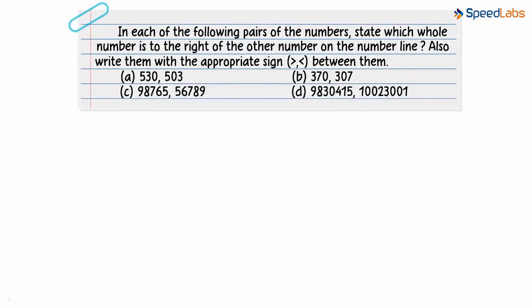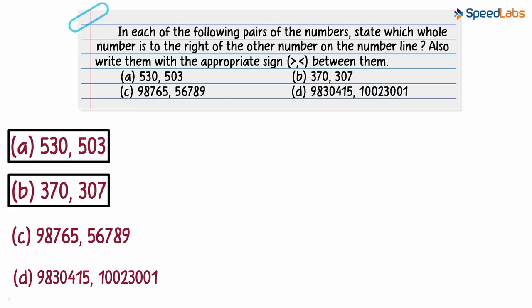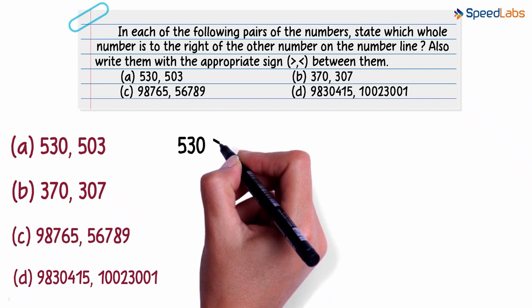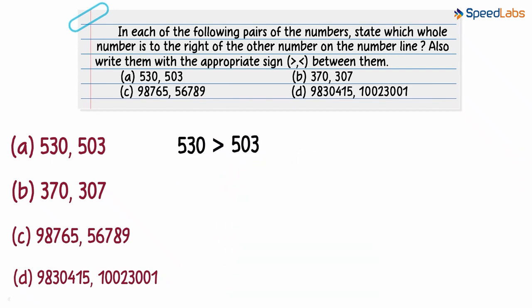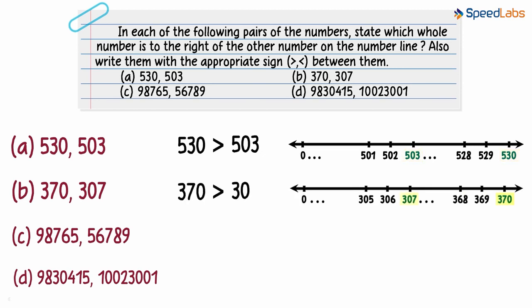Now I want you to try answering this question. Well, the first and second sub-questions have smaller numbers. We know that 530 is greater than 503, and hence it will lie to the right of 503. Similarly, 370 will lie on the right of 307 as it's greater than it.